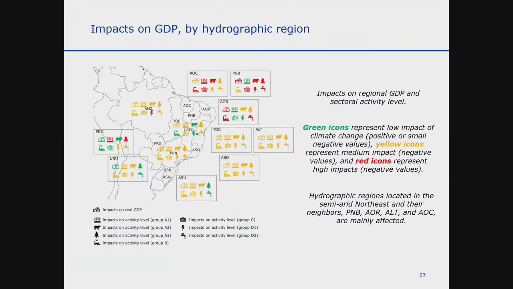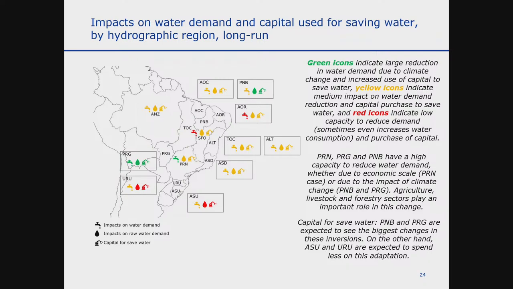And of course, when you look at the impacts on the economy, they would be heterogeneous by hydrographical region, but also when you look at the impacts on water demand and capital use through the adaptation mechanisms embedded in the model, we also see a different spatial picture related to those.